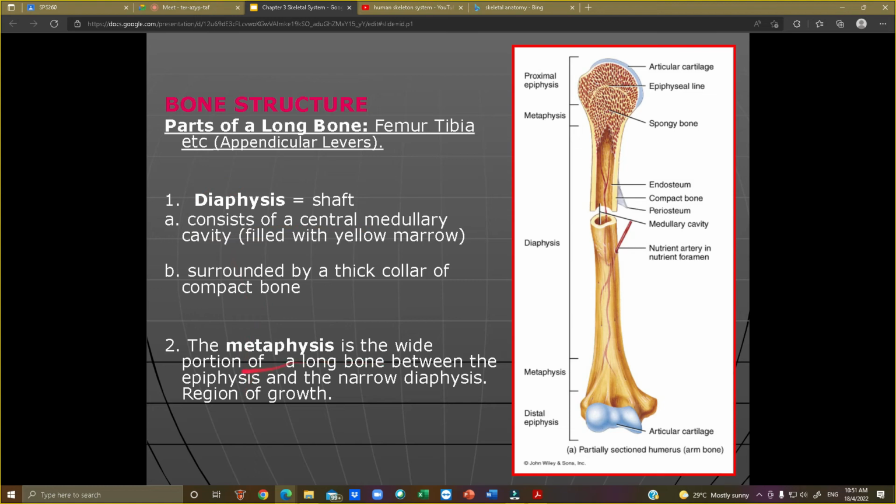Metaphysis is the wide portion of a long bone between the epiphyseal and the narrow diaphysis. This is the region of growth. Inilah yang akan membesar. Membesar dia bagaimana? This is the longitudinal, ke atas ke bawah. So meaning this spongy area will keep on increasing in term of height. Okay, sampai sini dulu. Bone structure sampai sini.